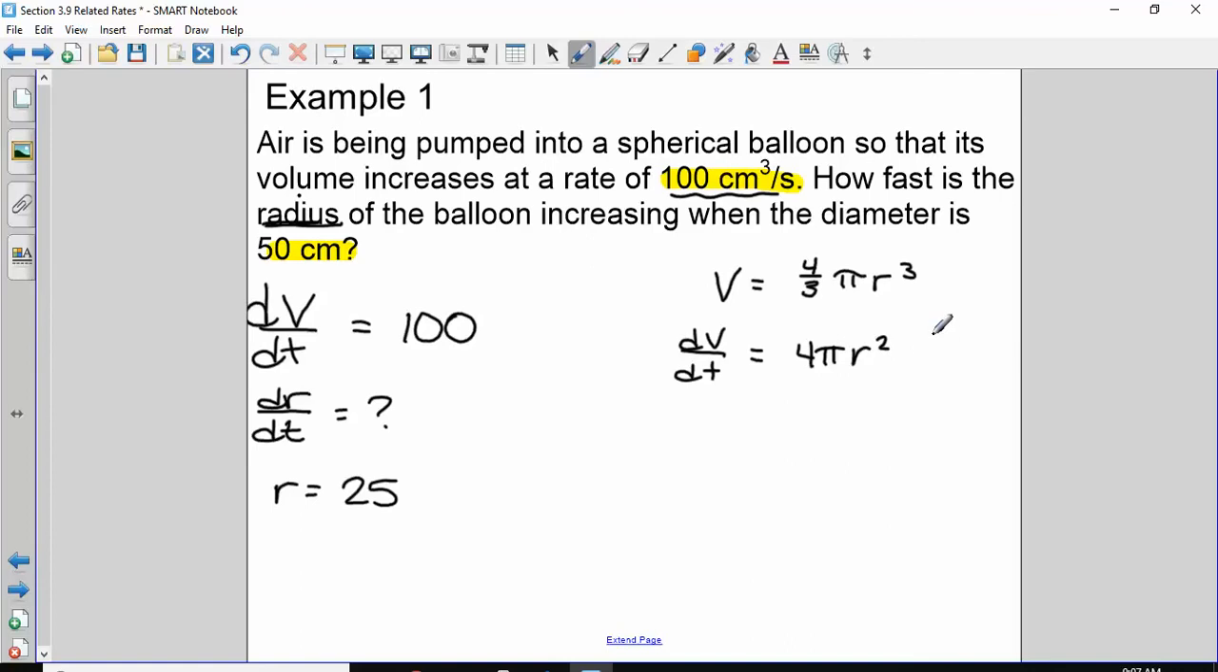But what do I have to put with my r? dr/dt. Remember, everything except the t gets this. Any other variable other than a t would be something dt. That's our derivative, so now we plug in our information. dV/dt is 100 equals 4 pi, my r was 25, squared, dr/dt.